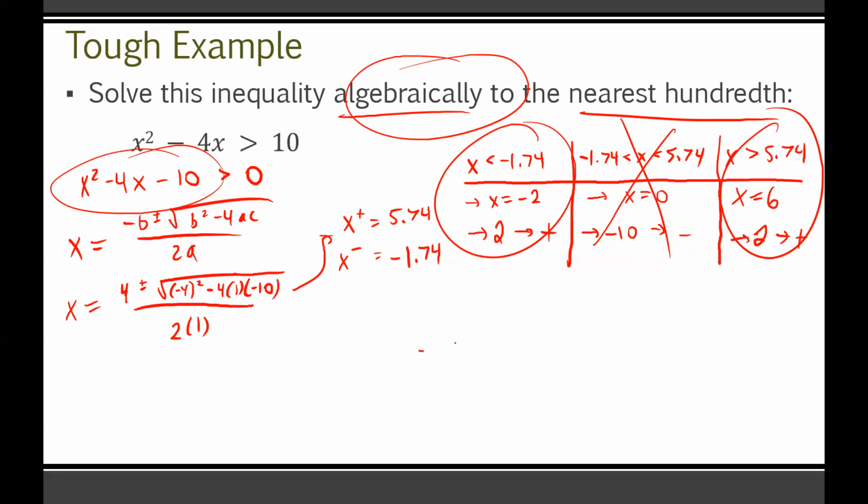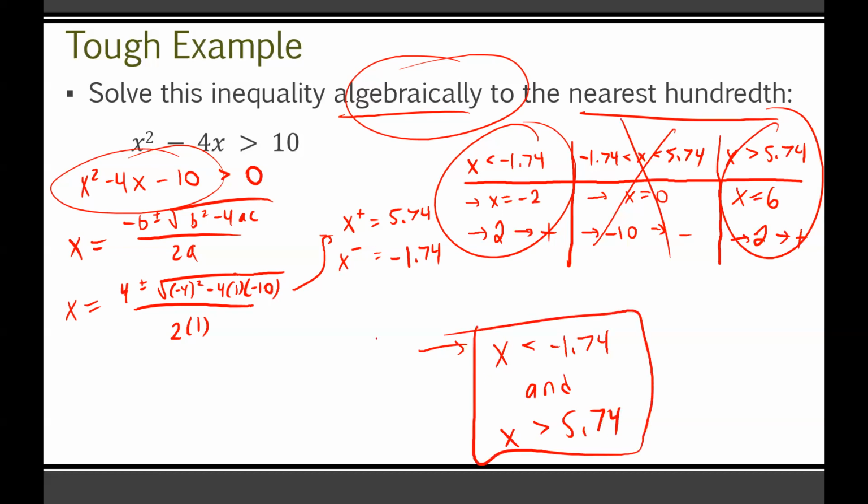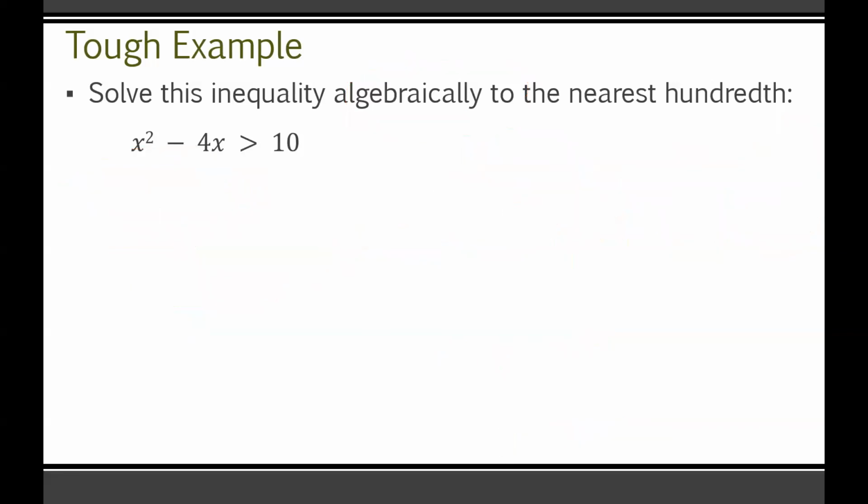End of story here. What we're trying to get at is our two answers on this one that we have to list both of them once again to really confirm: x is less than negative 1.74 and x is greater than 5.74. There we go. Those would be your two solutions. You're all good to go from there.